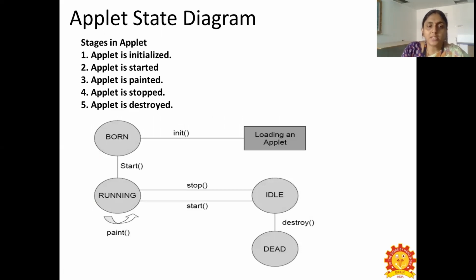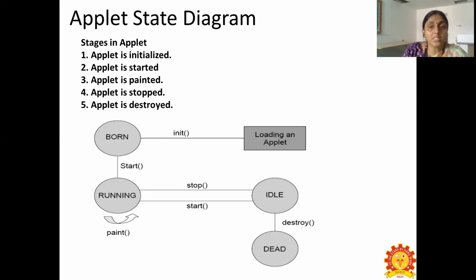This is the applet state diagram, and the stages in the applet are also mentioned. First the applet is initialized, the applet is started, and the applet is painted, the applet is stopped, and then the applet can be destroyed. So first it begins with the born state, okay? And when you call the init function, the applet will be loaded.